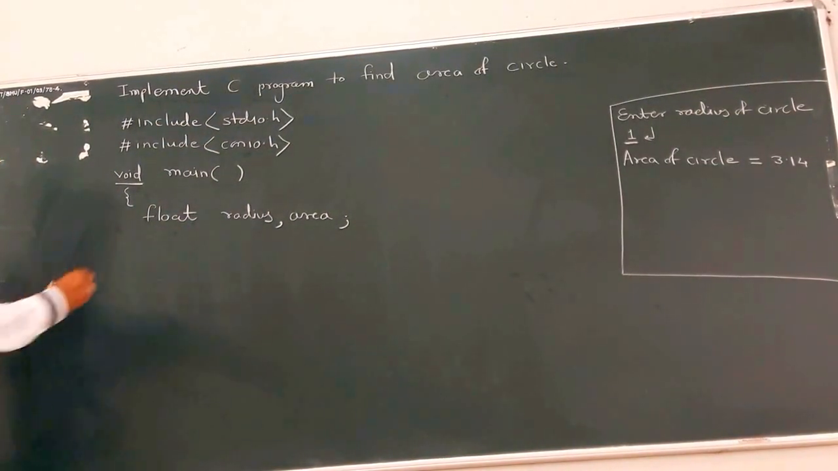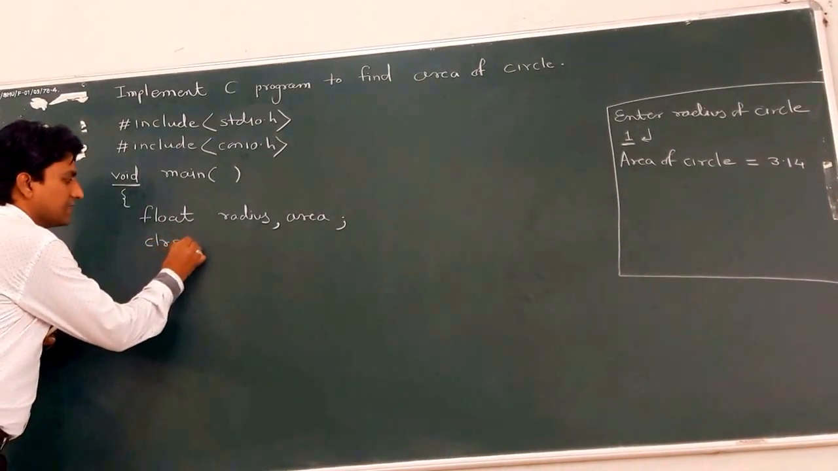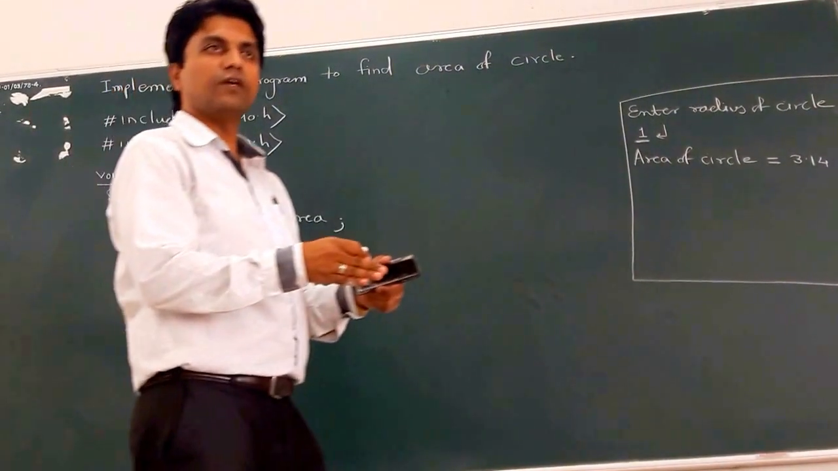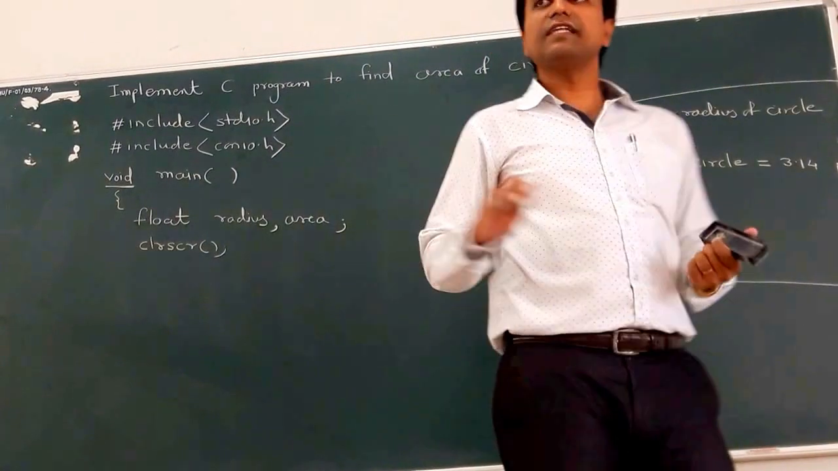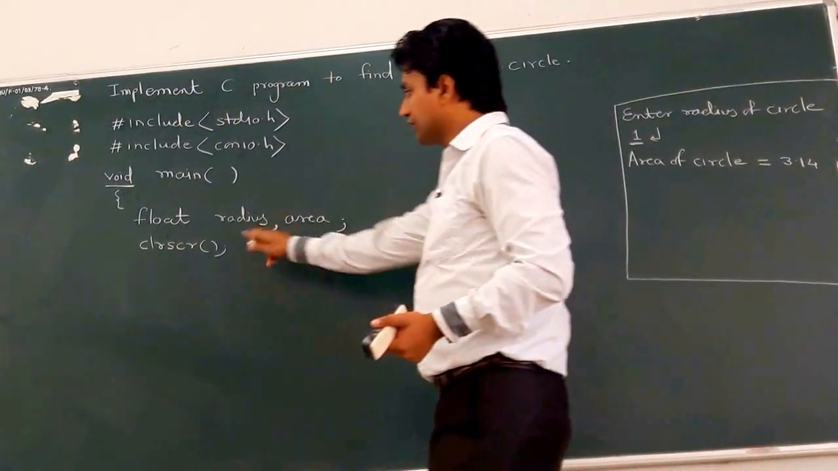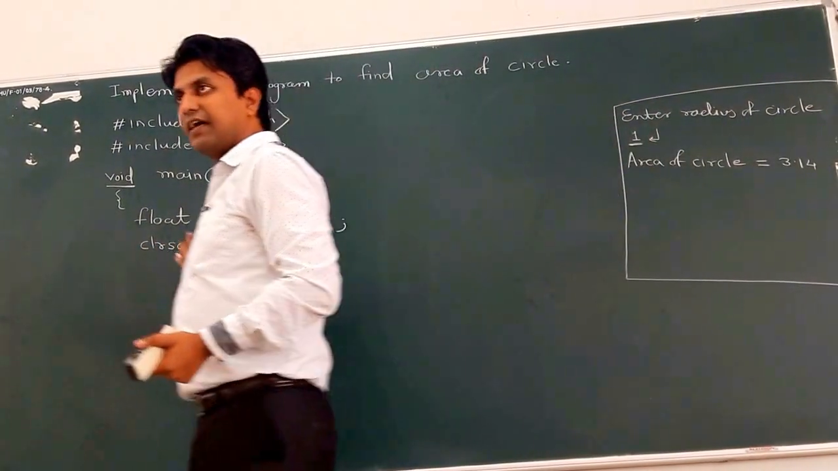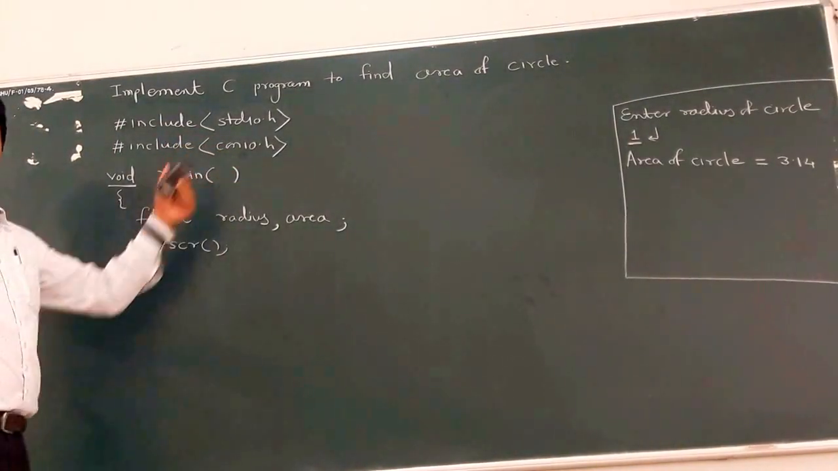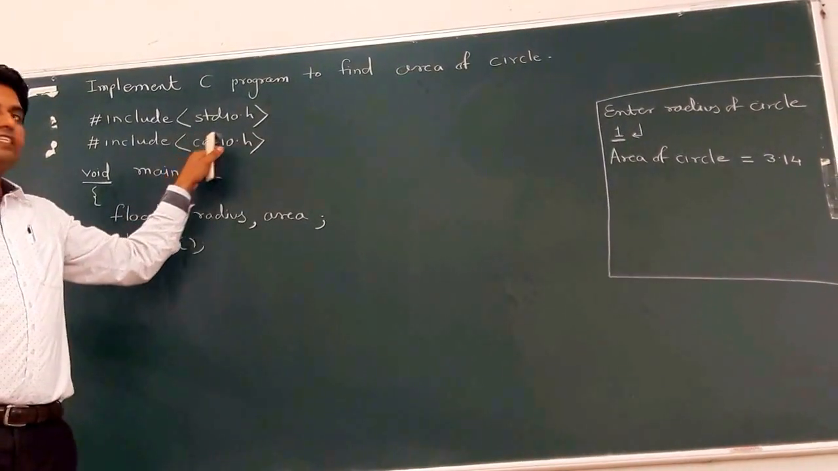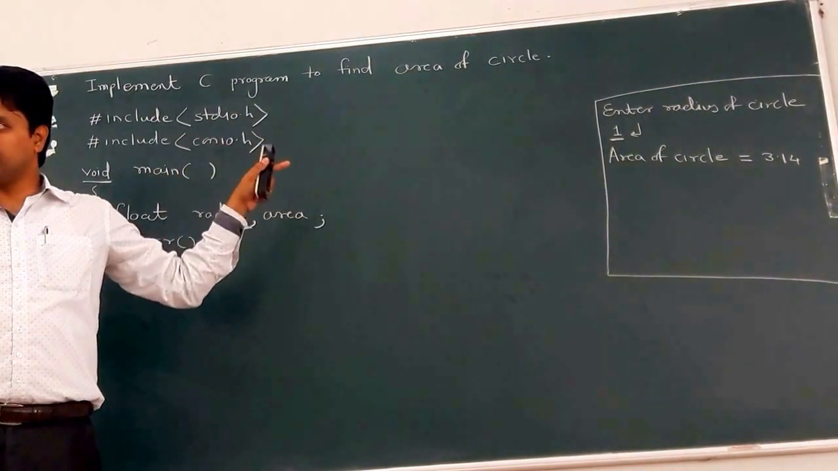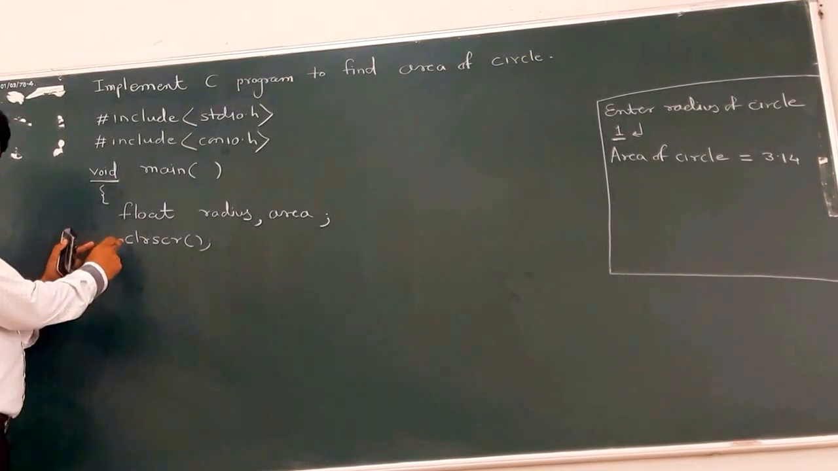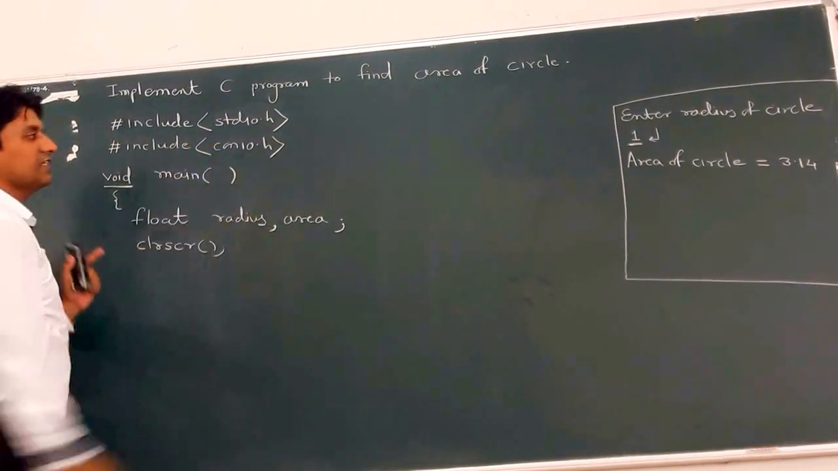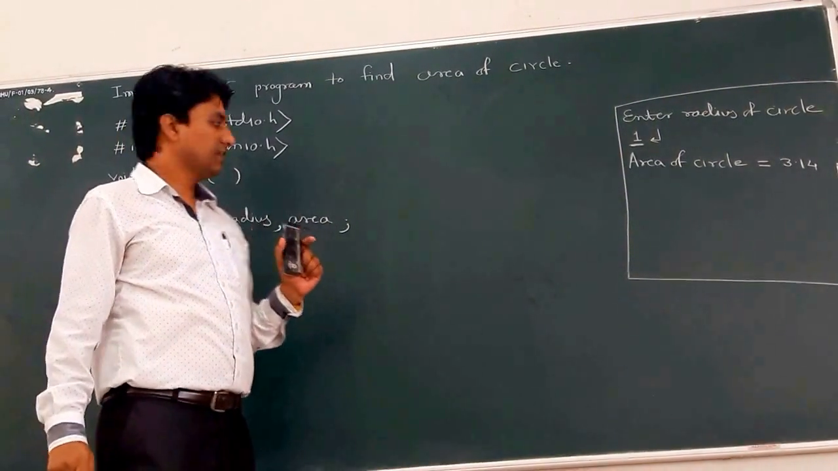Clear? After that, clrscr. Whatever the previous output printed on your text mode window gets cleared by using this function, clear screen. This clrscr function is present in the conio.h header file. Conio stands for console input output. Because this function is related to the console, its definition is present in the conio.h header file.